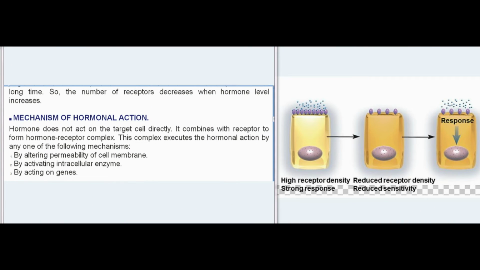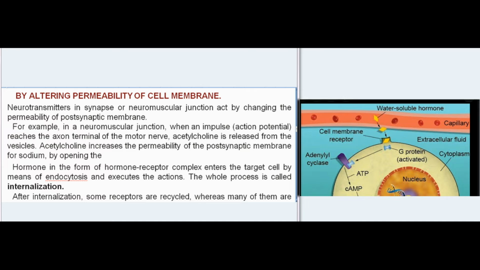Mechanism of hormonal action. Hormone does not act on the target cell directly. It combines with receptor to form hormone receptor complex. This complex executes the hormonal action by any one of the following mechanisms: by altering permeability of cell membrane, by activating intracellular enzyme, by acting on genes. By altering permeability of cell membrane: neurotransmitters in synapse or neuromuscular junction act by changing the permeability of postsynaptic membrane. For example, in a neuromuscular junction, when an impulse, action potential, reaches the axon terminal of the motor nerve, acetylcholine is released from the vesicles. Acetylcholine increases the permeability of the postsynaptic membrane for sodium.